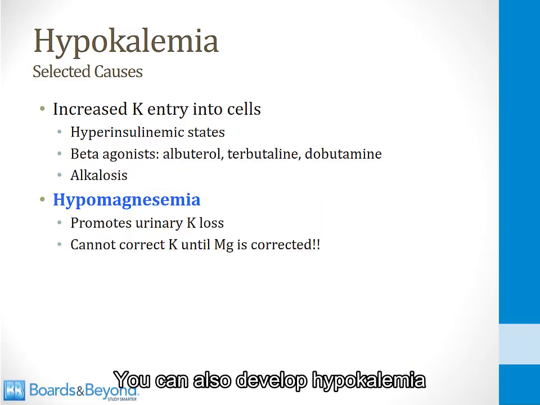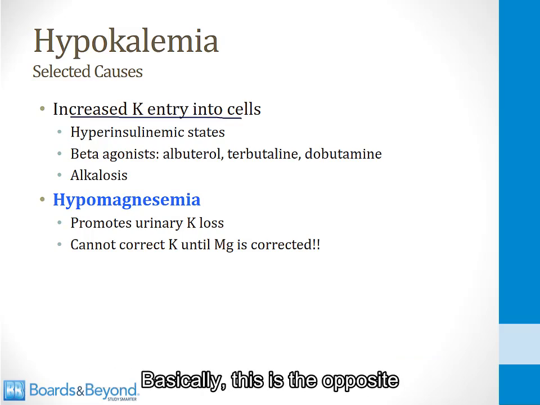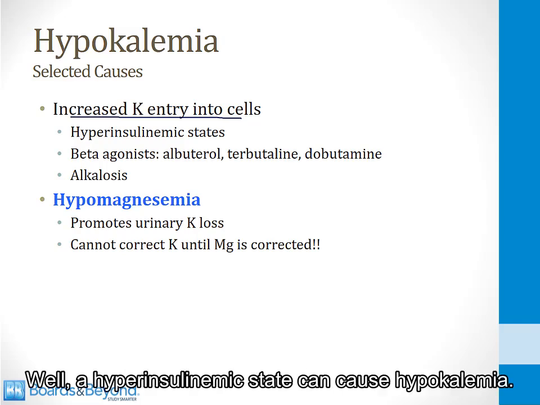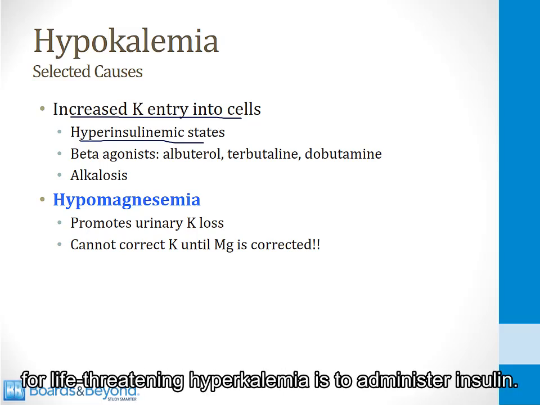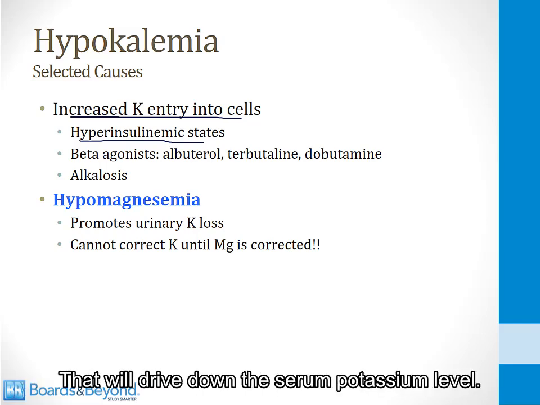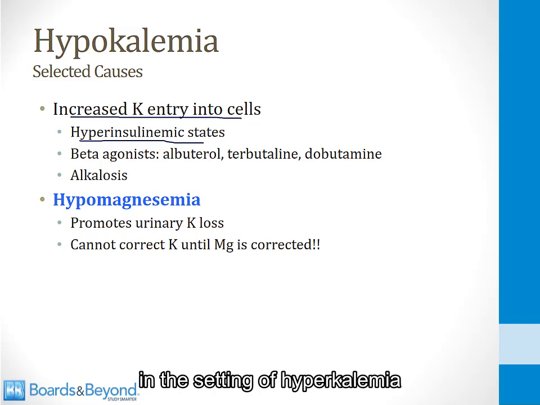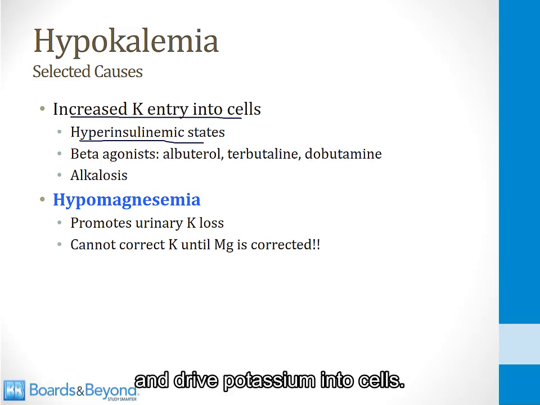You can also develop hypokalemia from increased potassium entry into cells. Basically, this is the opposite of what we talked about before. So earlier, I told you that insulin deficiency can cause hyperkalemia. Well, a hyperinsulinemic state can cause hypokalemia. And in fact, one of the treatments for life-threatening hyperkalemia is to administer insulin. That will drive down the serum potassium level. The reason insulin works to save someone's life in the setting of hyperkalemia is because it will activate the sodium-potassium ATPase and drive potassium into cells.